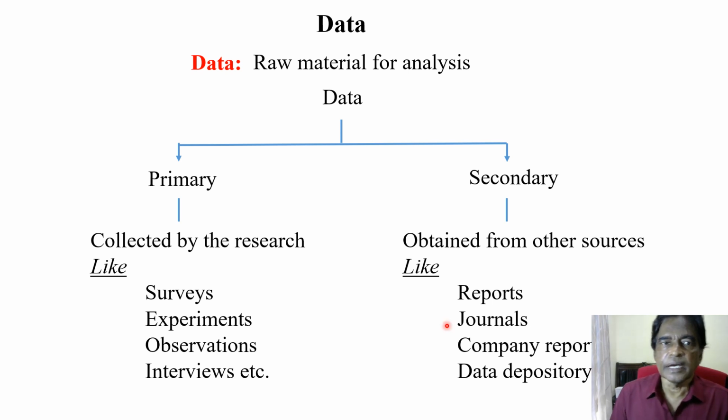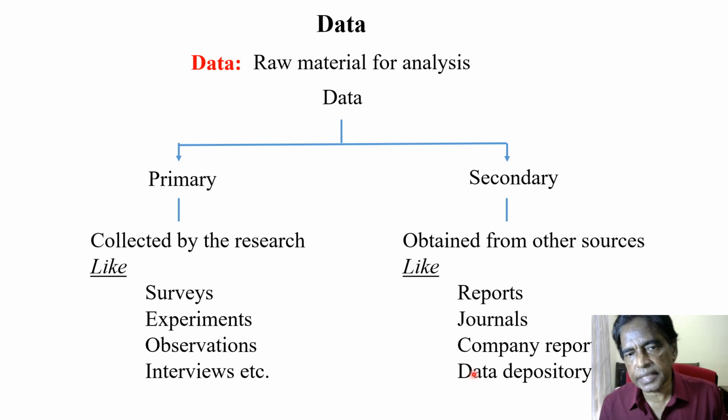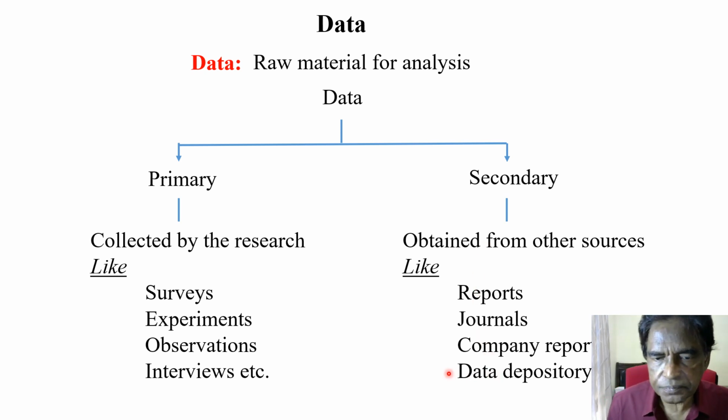Data. Data is the raw material for analysis. This data may come from a primary source or a secondary source. Primary source is one collected by the researcher himself or herself. Secondary source is obtained from other sources. Some examples for primary: surveys, experiments, observations, interviews. For secondary: reports, journals, company reports, data depositories. You take the data from some sources, right?